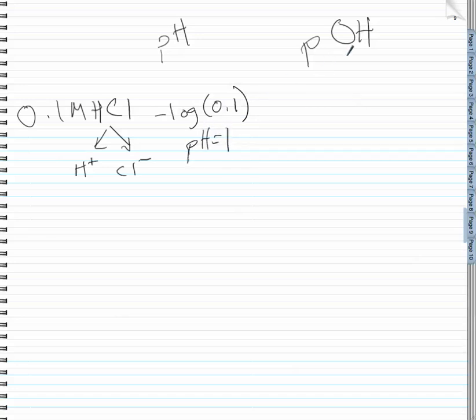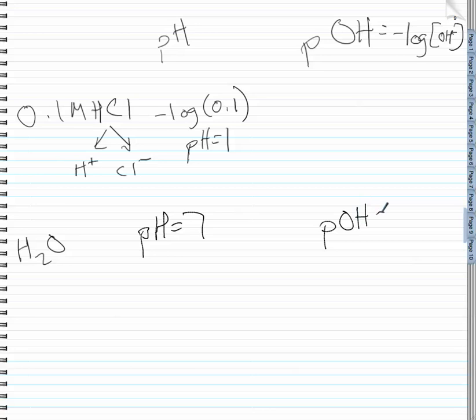In this case our pH would be equal to 1. We'll come back to pOH in a second, but pOH is just going to be negative log concentration of OH minus. So we need to know the concentration of OH minus to do that. Going back, if we're talking about pure water, just distilled water, where we had an H plus concentration of 1 times 10 to the negative 7th, pH would be equal to 7. pOH in this case, the OH minus concentration in pure water is the same as H plus, so taking the negative log of the same number is also 7.